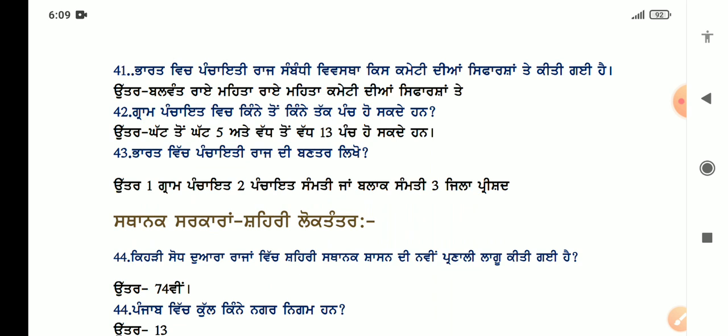What is the structure of Panchayati Raj? At the bottom level, Gram Sabha and Gram Panchayat. At block level, Panchayat Samiti or Block Samiti. At Zilla level, Zilla Parishad.